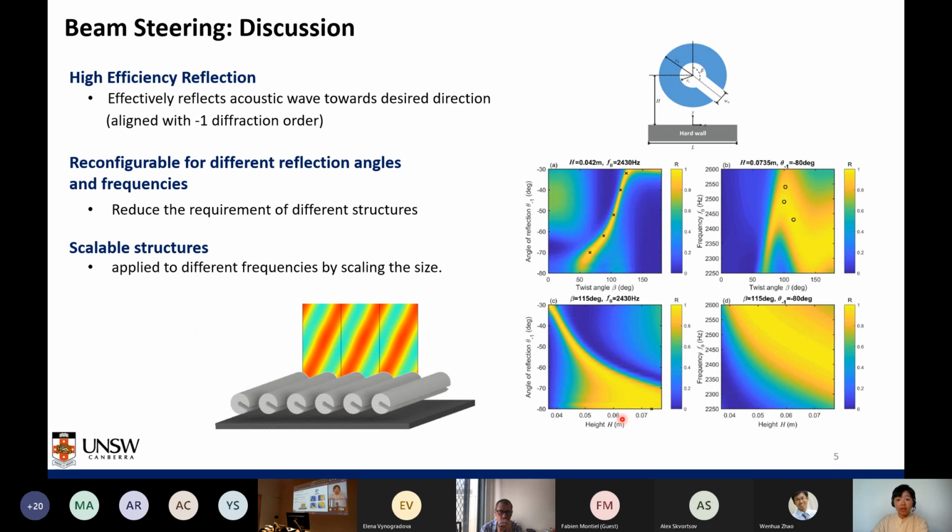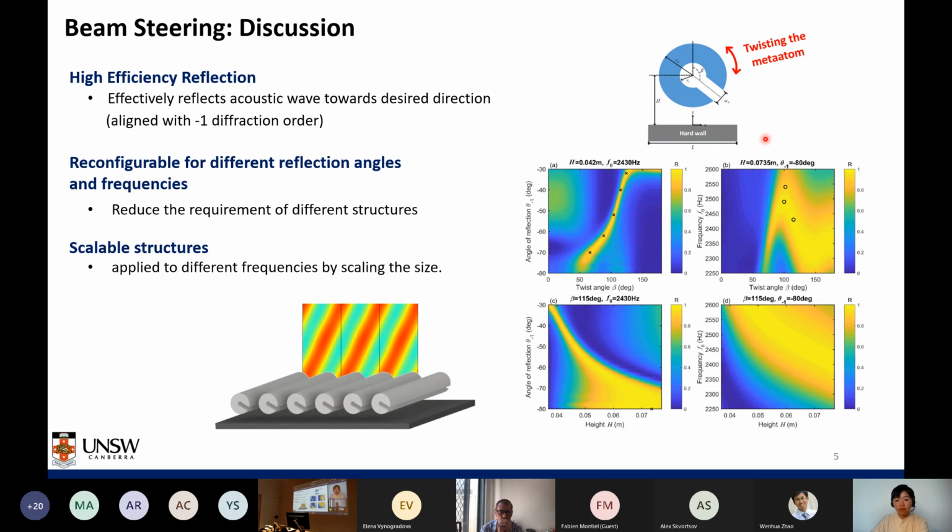So our results demonstrate that outstanding beam steering performance of the acoustic metagrating can be achieved, and it can effectively reflect the acoustic wave towards the -1 diffraction order and suppress the acoustic energy towards unwanted directions. And our design is reconfigurable, which enables this high efficiency beam steering for different refraction angles and operating frequencies by simply twisting the meta-atoms or by adjusting the distance between this meta-atom and the backing wall.